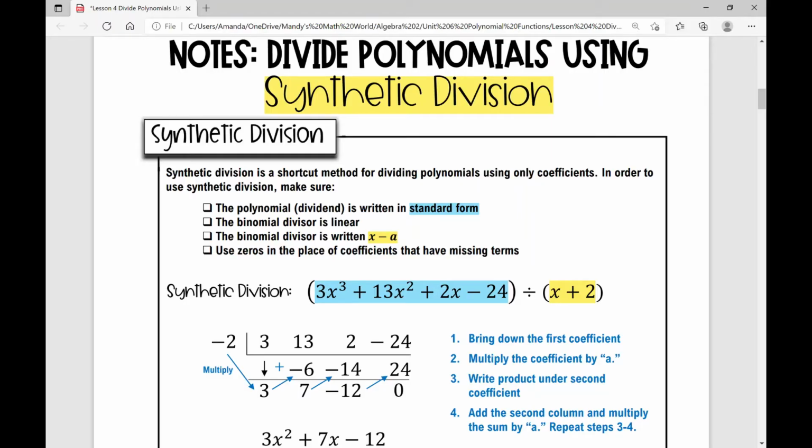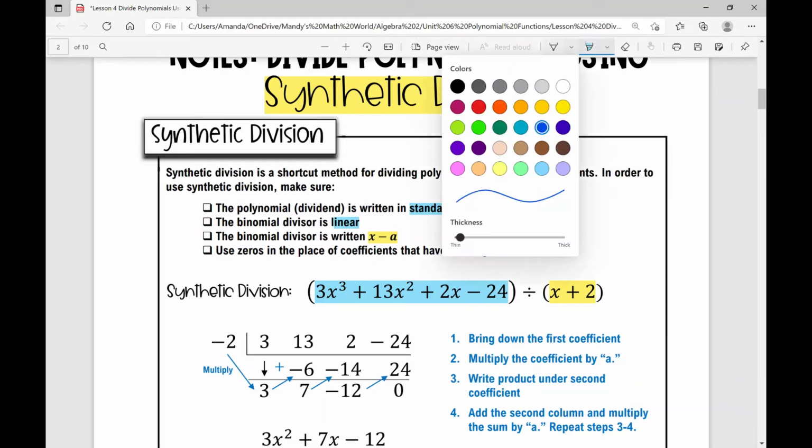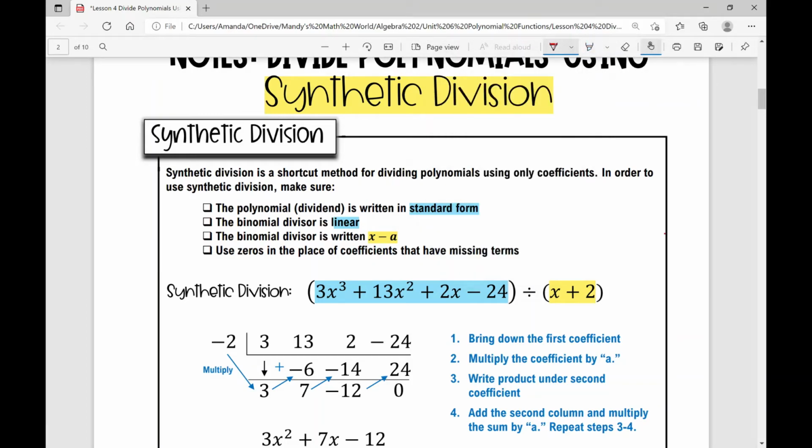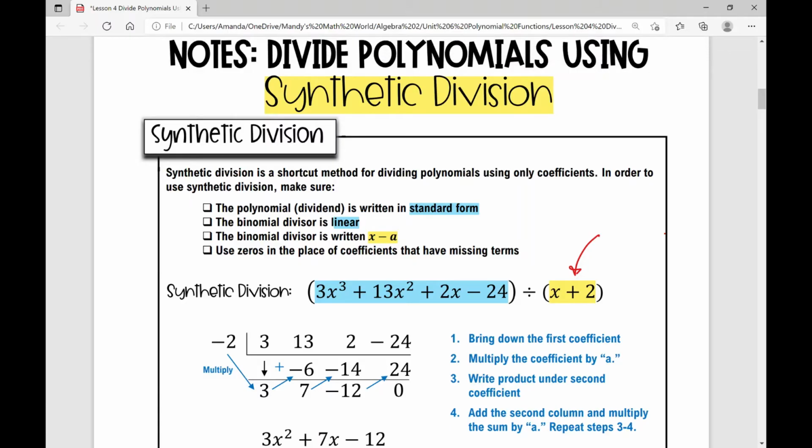You also want to make sure that the binomial divisor, that's this one that I highlighted in yellow, is linear. It needs to be written x minus a, like x plus 2. You might have x minus 4, you might have x plus 3. What you can't have is 3x plus 2 or 3x minus 4. You'll have to use polynomial long division for that. So how do we use synthetic division?